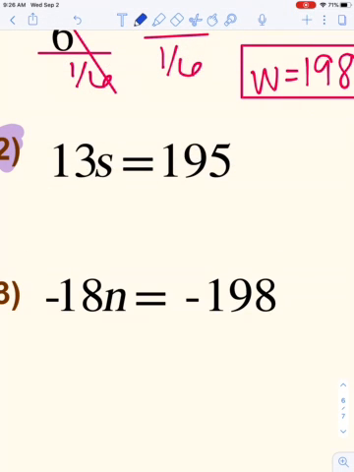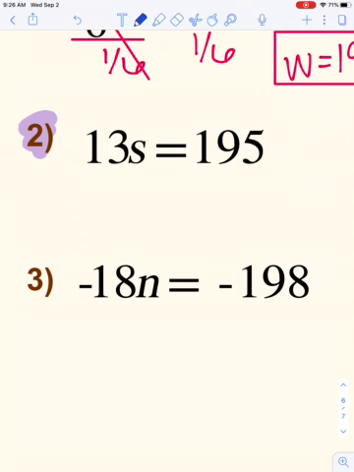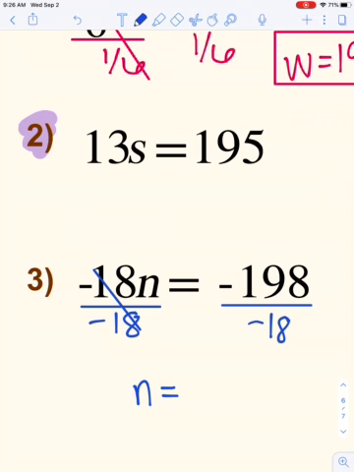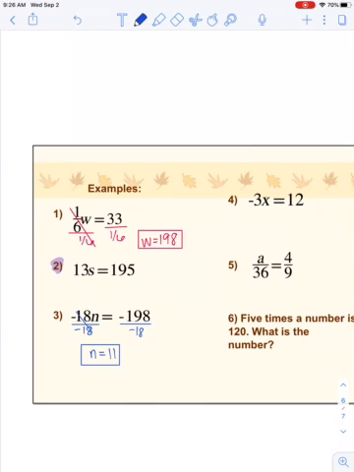So for number 3, your variable is n. N is being multiplied by -18. The opposite of multiplying by -18 is dividing by -18. Just make sure you take that negative with it. So they cancel. -18 over -18 is 1, and then you have your n equals, and -198 divided by -18 is a positive 11. Done. Okay, do 4 on your own, and I'll do 5 with you.